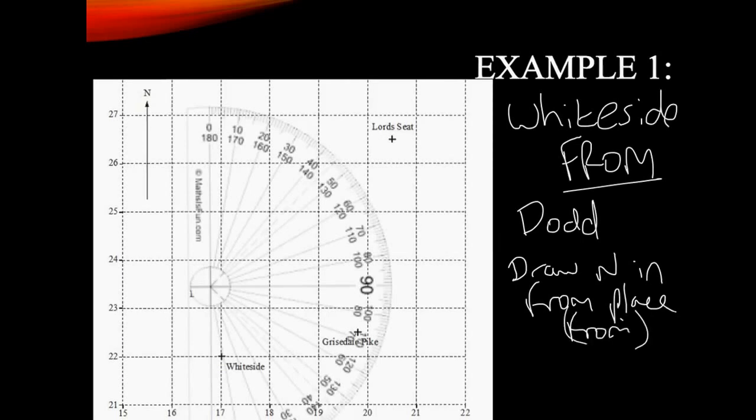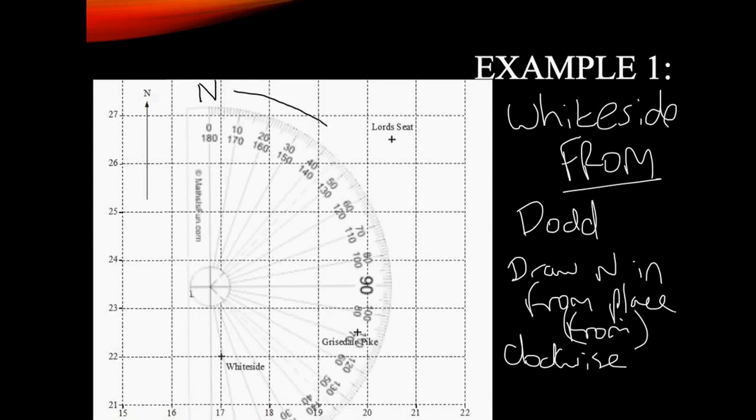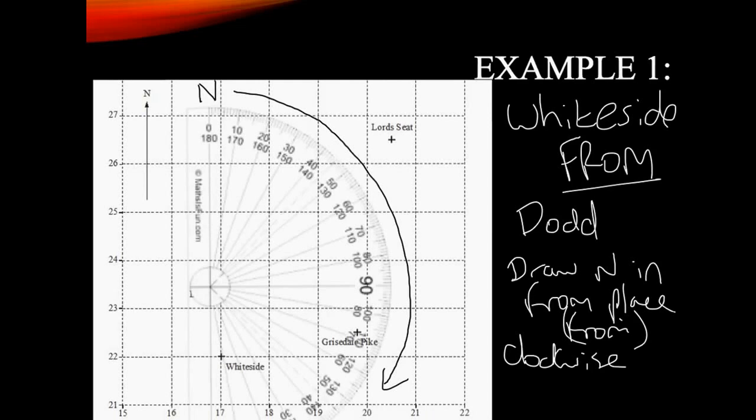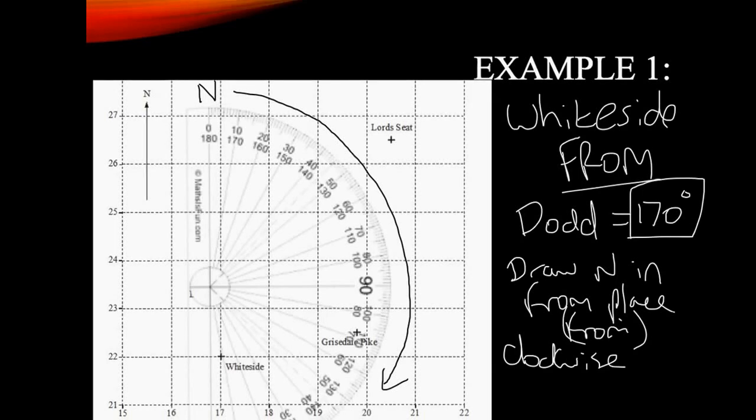Okay, I'm then going to measure clockwise. So 0 is at north. Here's 0 up here, and that's my north line. I'm going to measure around clockwise until I get to Whiteside. Now I can see on here that Whiteside is at 170 degrees, and actually that's my bearing. Whiteside from Dodd equals 170 degrees. Okay, it's as simple as that.